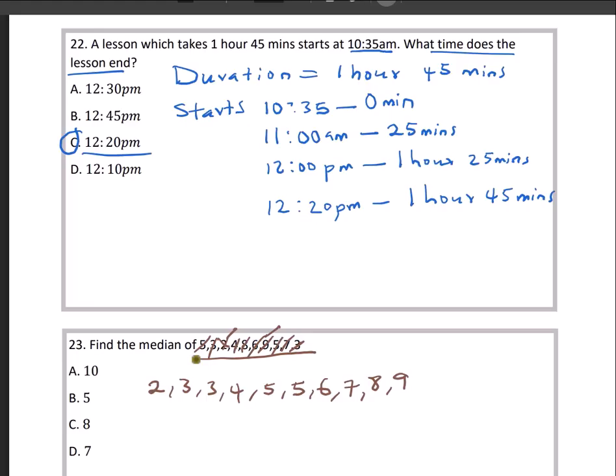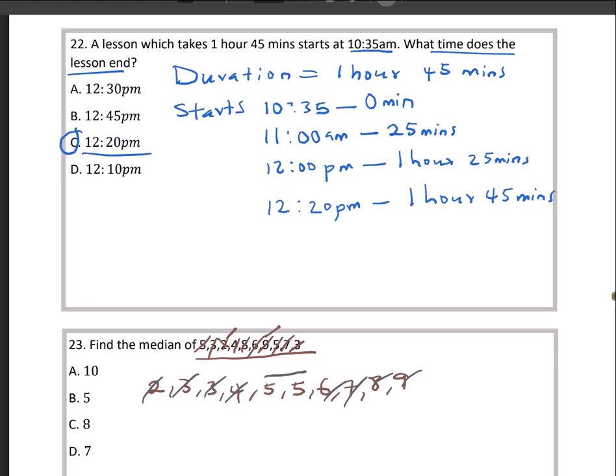So the median is the middle term. We take away 1 from this end, 1 from this end, and keep going, 1 from each end, and you see that at the end of the day we are left with 2 values.